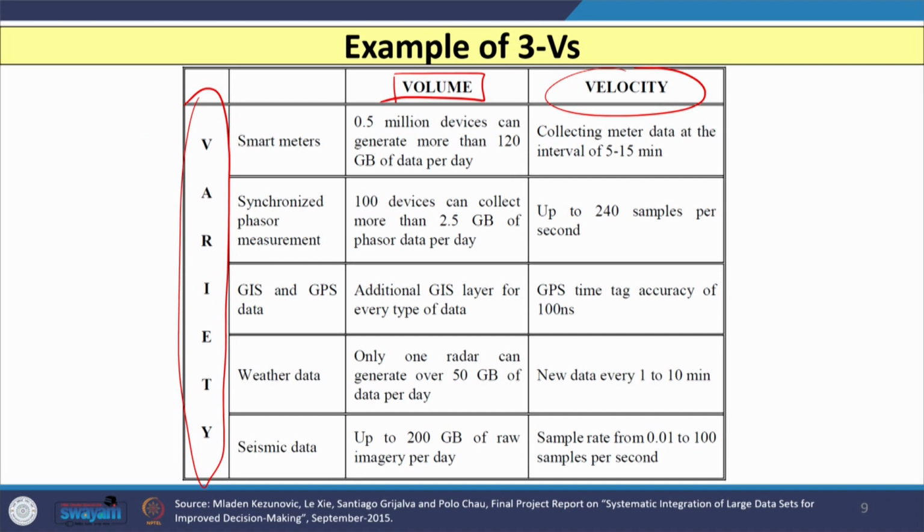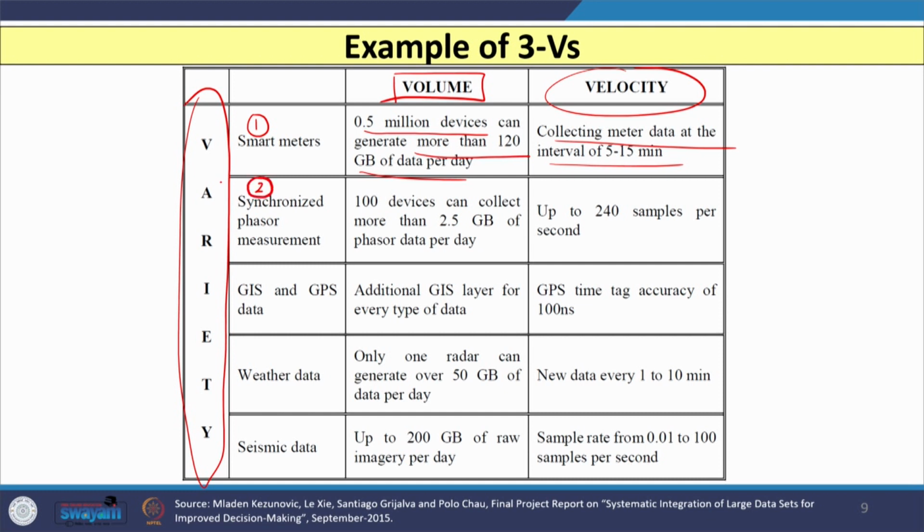If I consider the smart meters, let us say that the utility is capturing data from smart meters, then a survey indicates that if I install 0.5 million smart meters, they can generate more than 120 GB of data per day. So, handling of this data, the volume of this data, is very large, even when collecting this meter data at an interval of either 5 minutes or at the most 15 minutes. If you collect this data at 5 minutes, then the velocity is different, and if you collect the data at 15 minutes, then the velocity is different.